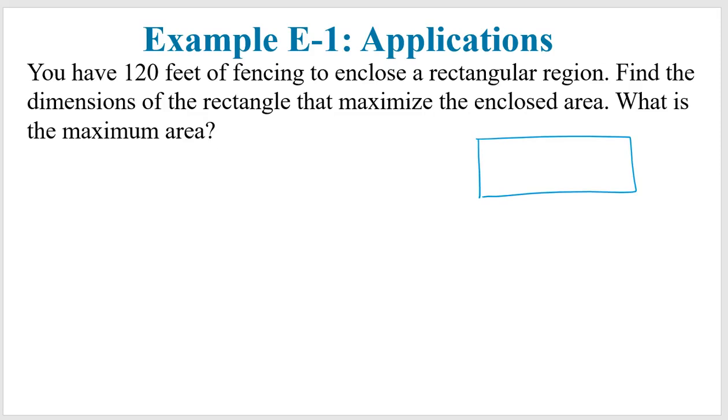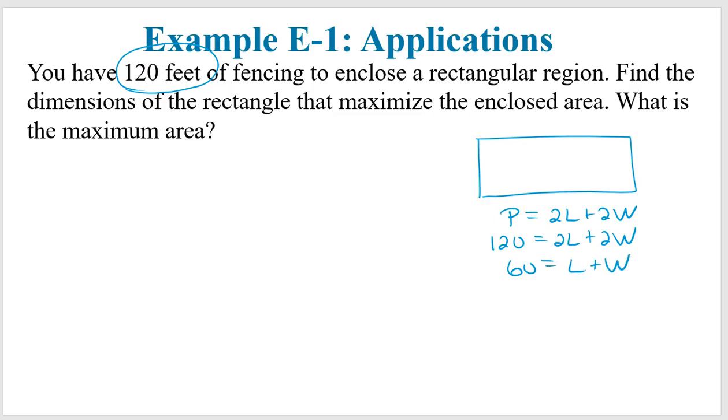Now it tells me that I have fencing, which means I have a perimeter. So what is the formula for the perimeter of a rectangle? A perimeter is 2 lengths plus 2 widths. And they told me what the perimeter was. I have 120 feet, so instead of perimeter, I'm going to put 120 feet. I get this equation, which I can simplify because everything here is divisible by 2. So I get 60 equals L plus W. That's what the first sentence tells me.